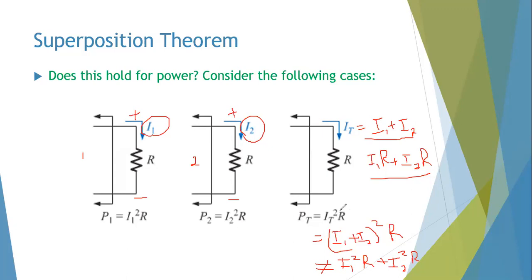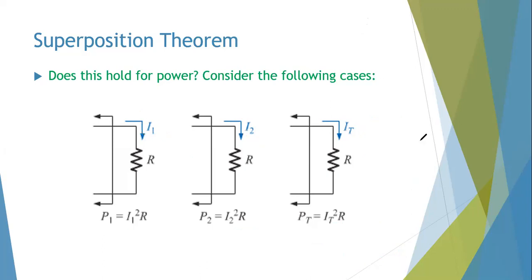So the superposition theorem holds only for current and voltage, but you can't add powers. If you have to find the power across this one, you use the currents to get IT and then apply the superposition directly. Don't try to find the individual powers for each source and add them. It won't be the total power across the load. I hope it's clear.